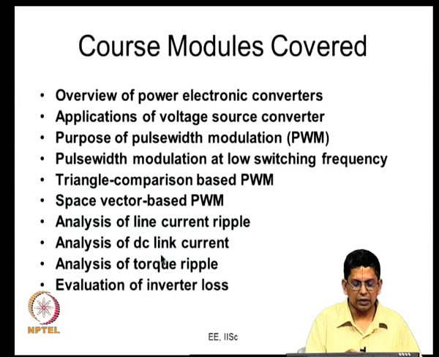Then we went to the analysis of DC link current. So, a motor is operating, the inverter is operating, it is feeding sinusoidal voltages, with harmonics, to the load, but the load currents are almost nearly sinusoidal. But then how is the DC link current? That was the question that we looked at.